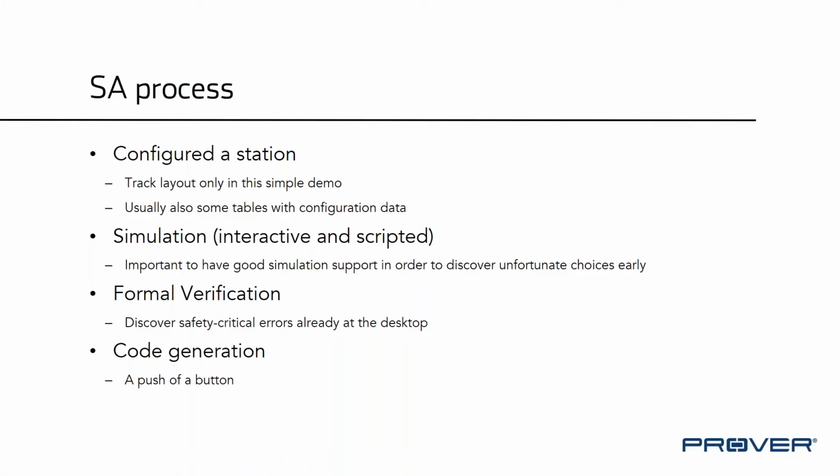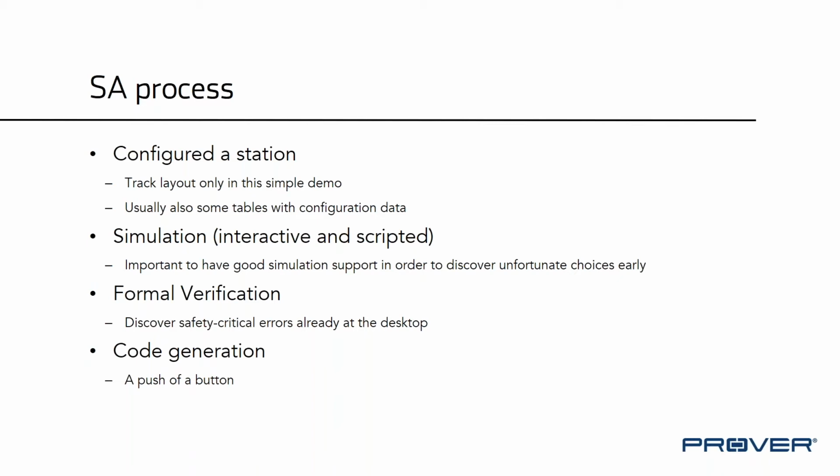To sum up before I go on here, we configured the station by drawing a track layout, and in this simple demo we only use the track layout as configuration data. Usually there are also some tables with configuration data, typically the kind of data that cannot be represented in a visual manner. It can be the number of seconds for a release timer, or similar things like this. Some choices you have made, for example, are not possible to derive from the geographical aspects.